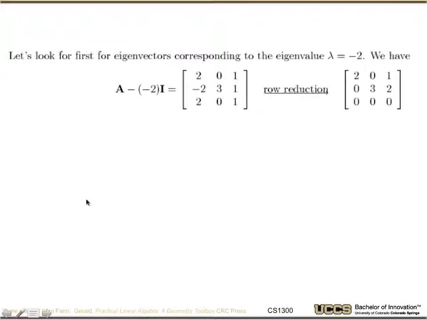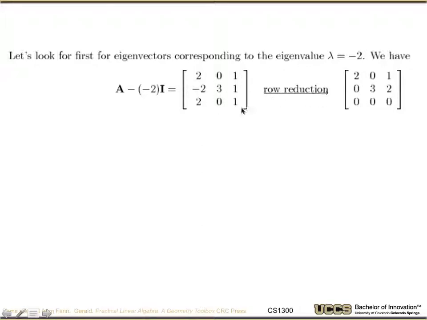Okay, so to find the eigenvectors, we plug in our eigenvalue. We do A minus lambda times I, which in this case gives us the matrix 2, 0, 1; minus 2, 3, 1; 0, 2, 0, 1. For this, we want to then solve this matrix times x equals 0. We go to solve this.